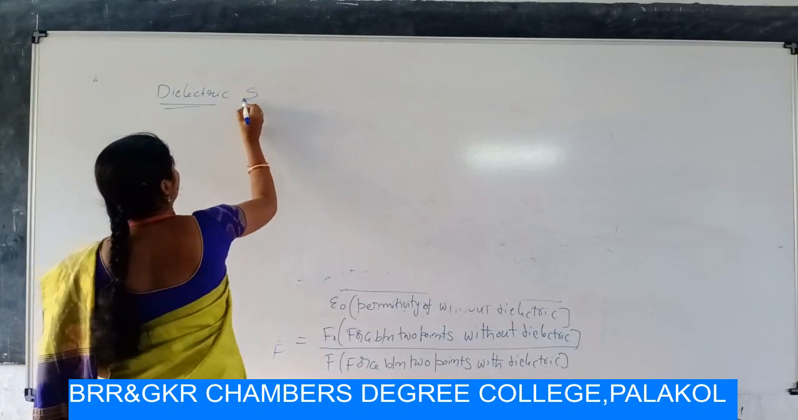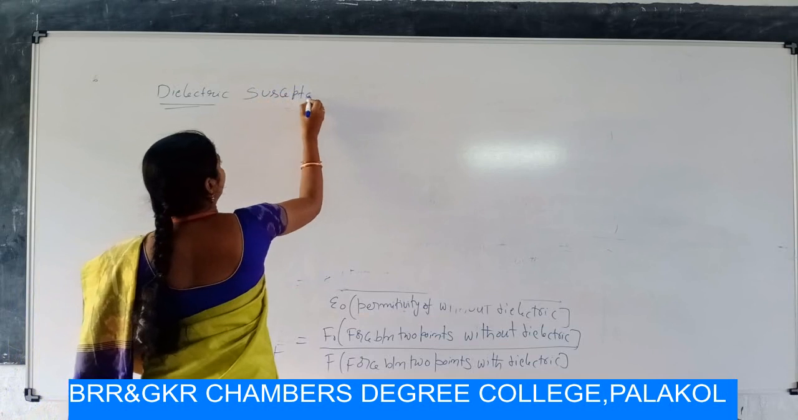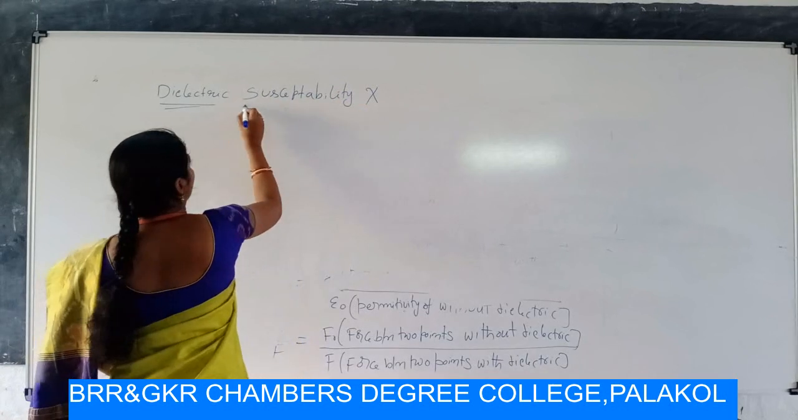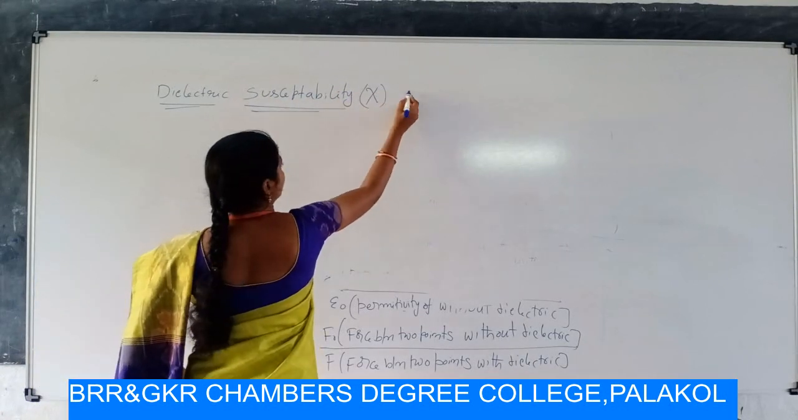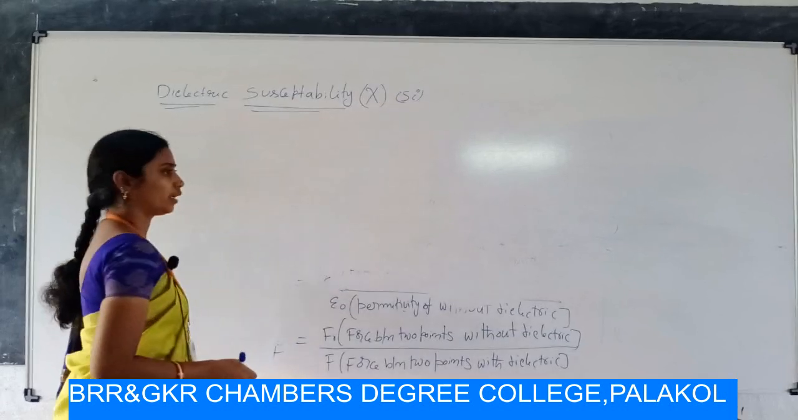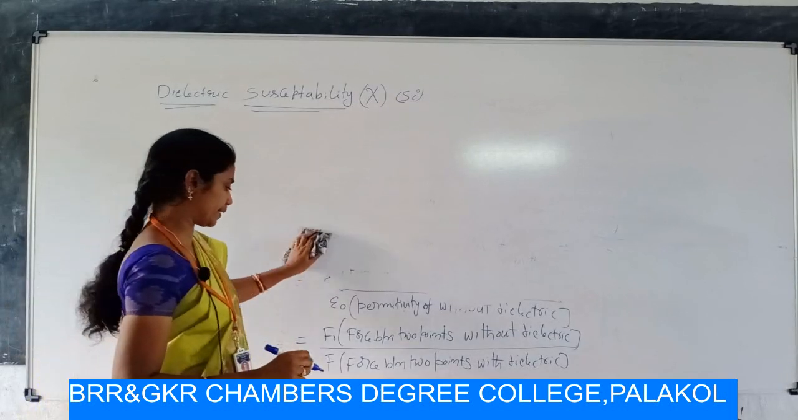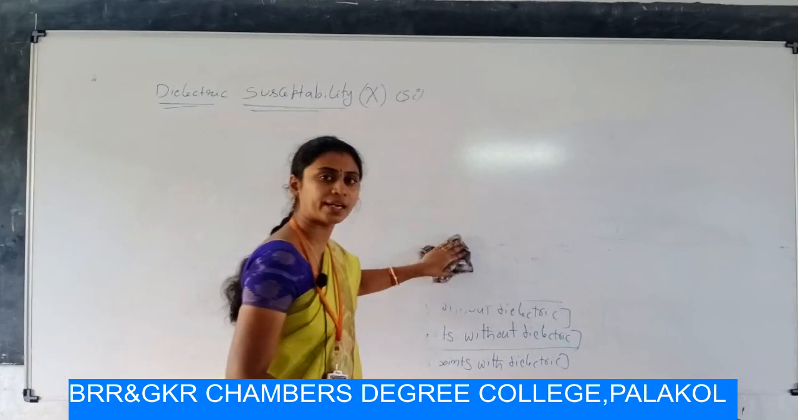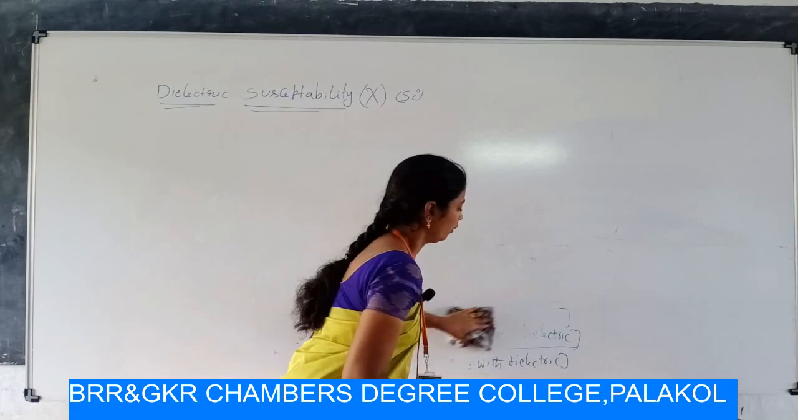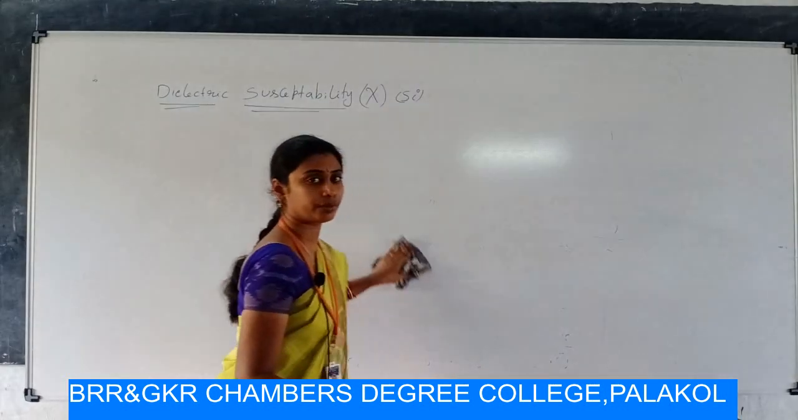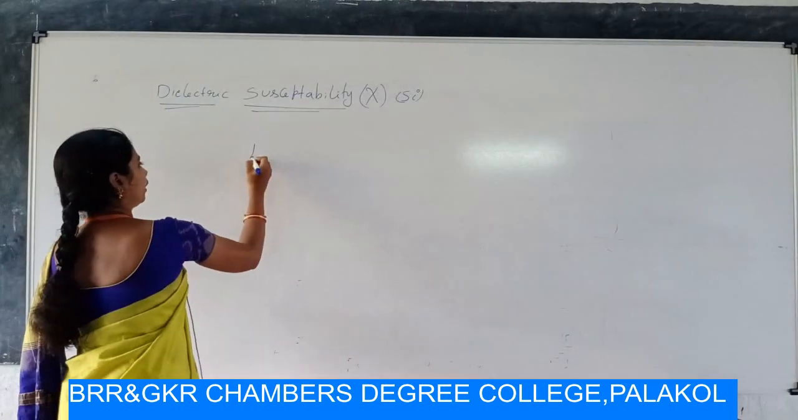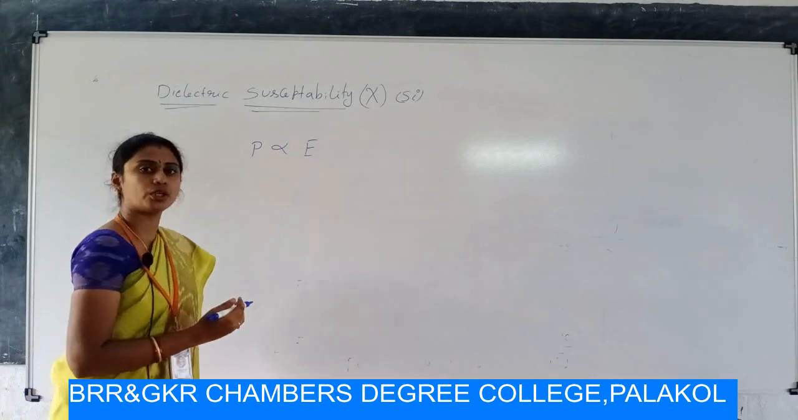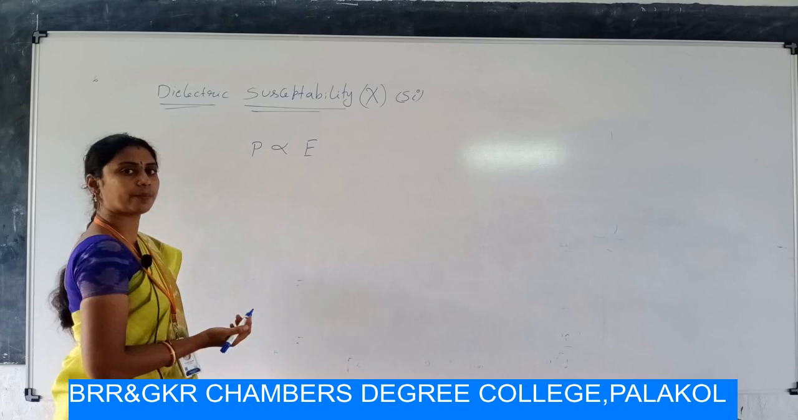This dielectric susceptibility is indicated with the letter psi, written as this and pronounced as psi. Here we know when a dielectric material is placed in an electric field, it is polarized. Hence the polarization is proportional to the electric field strength, so we can write P directly proportional to E.